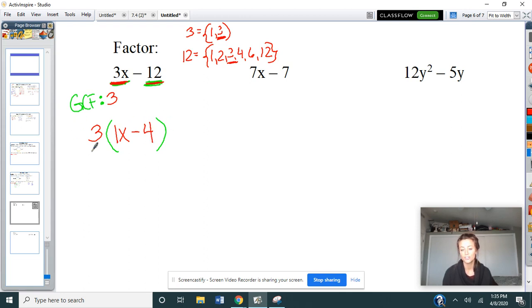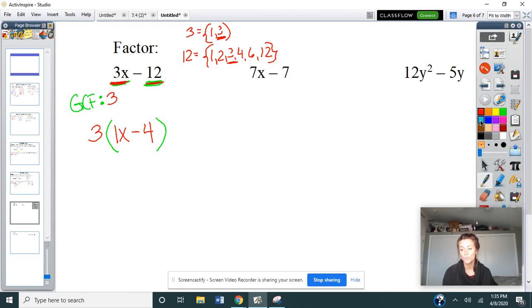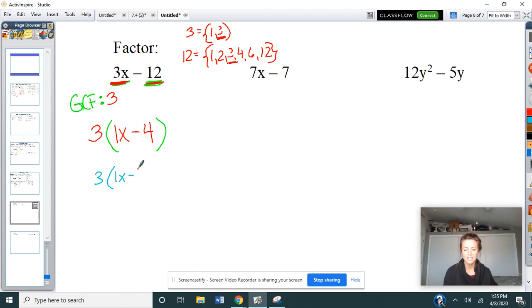And that is factored. If you were to check your work, you would distribute out. Let's check our work. So this is my answer. This is factored form because it's now a multiplication problem. It's now 3 times 1x minus 4. You can distribute. What's 3 times 1x? 3x. And what's 3 times negative 4? Negative 12. And this does match the original problem.